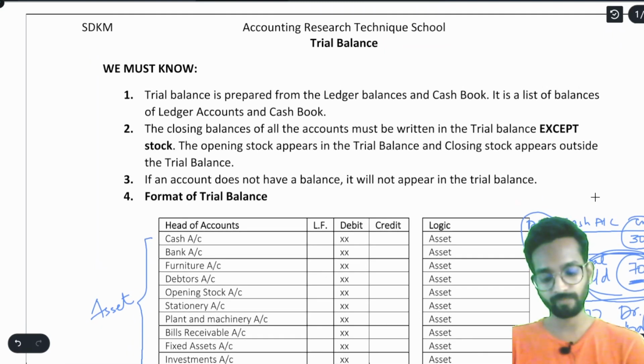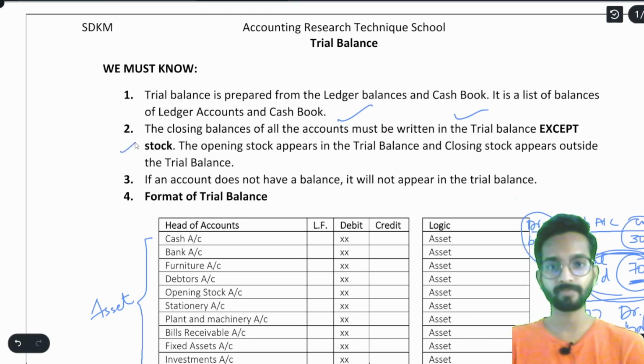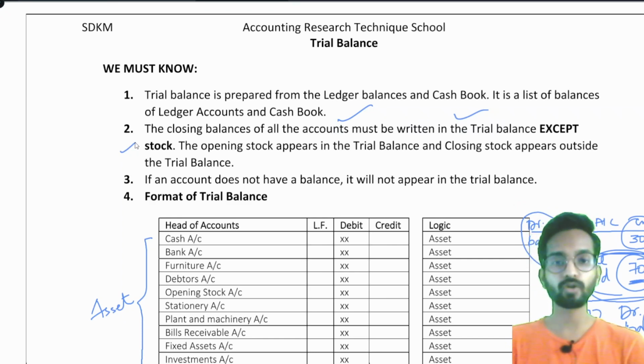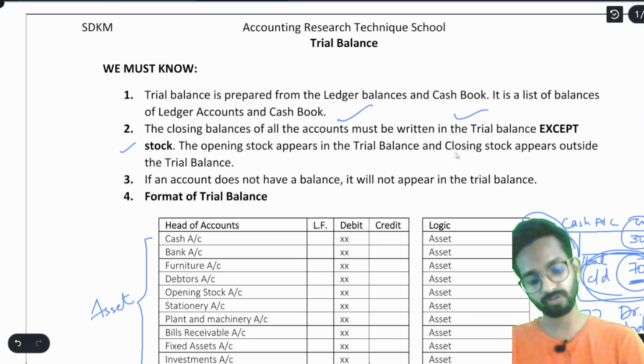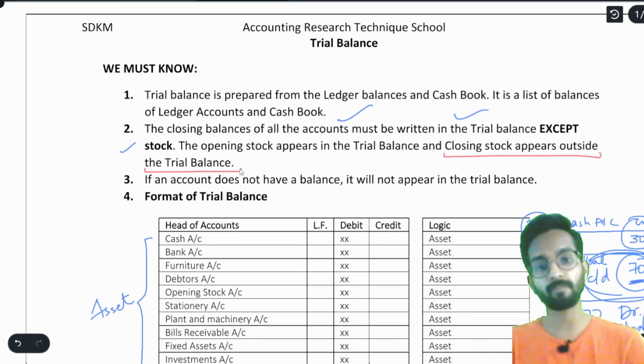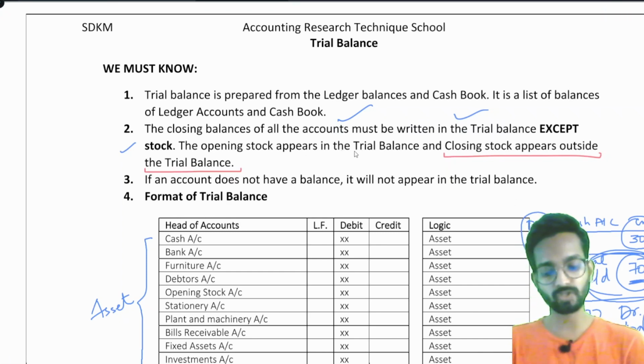Now what it brings to our notes again: the closing balance of all the accounts must be written in the trial balance except stock. See, opening stock comes in the trial balance, and for all the other accounts we have to find the closing balance. Closing stock will always appear after the trial balance, in the adjustments in the question. You will never write closing stock in the trial balance. Remember this always.